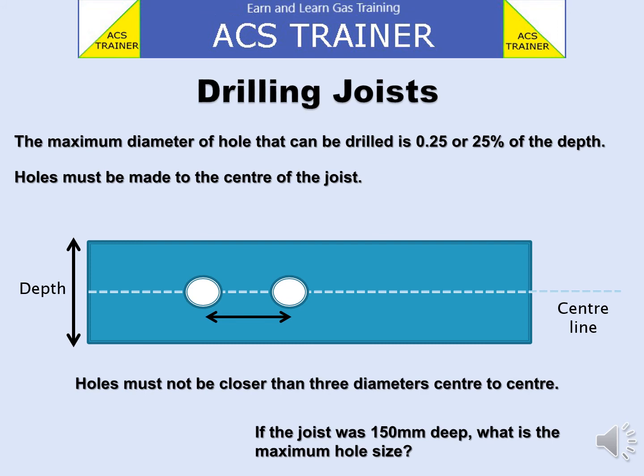The maximum diameter of hole that can be drilled is 0.25 or 25% of the depth. Holes must be made to the centre of the joist. Holes must not be closer than 3 diameters from centre to centre. If the joist was 150 mm deep, what is the maximum hole size? 150 mm for depth times 0.25 equals 37.5 mm diameter maximum.